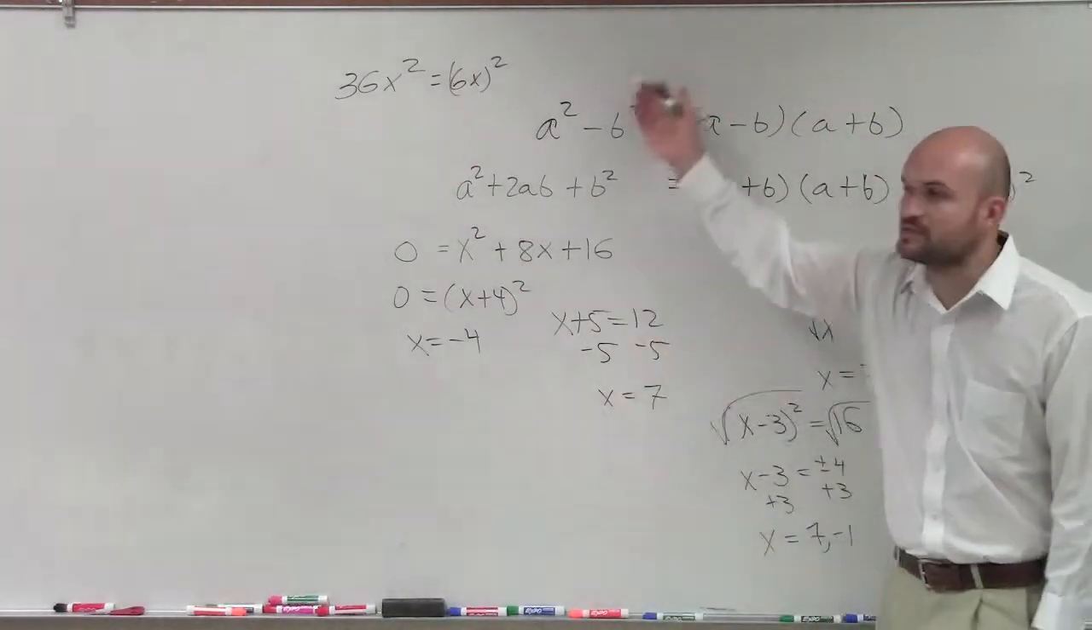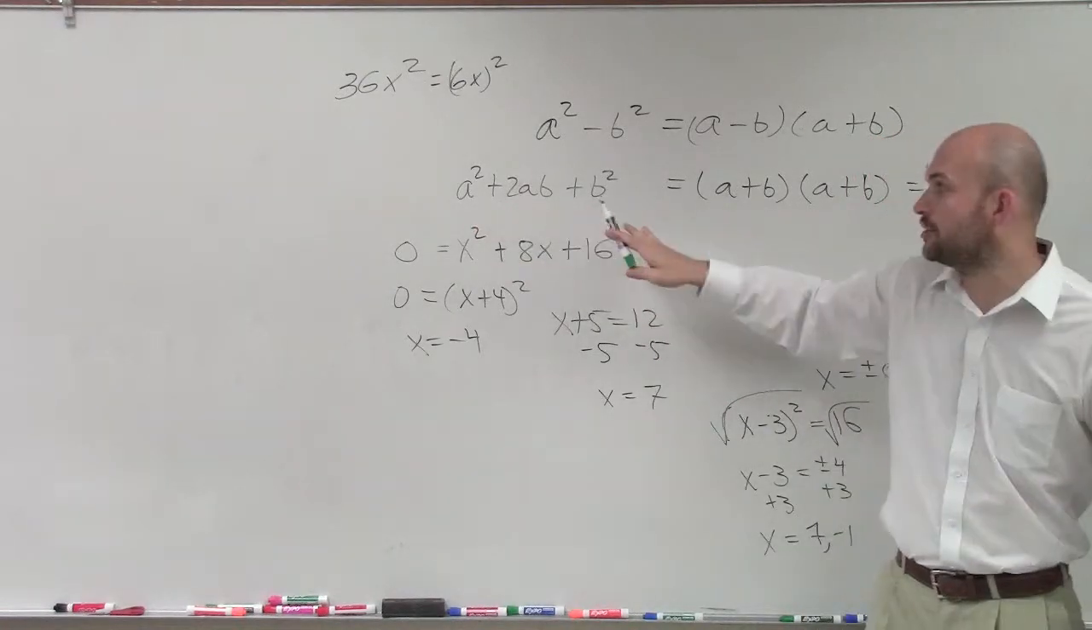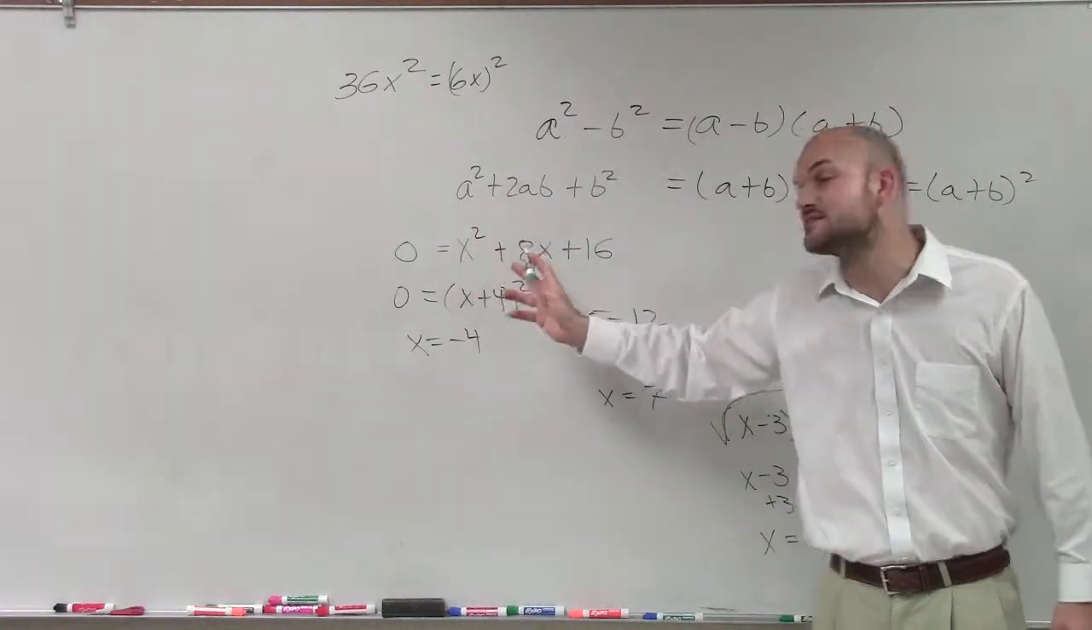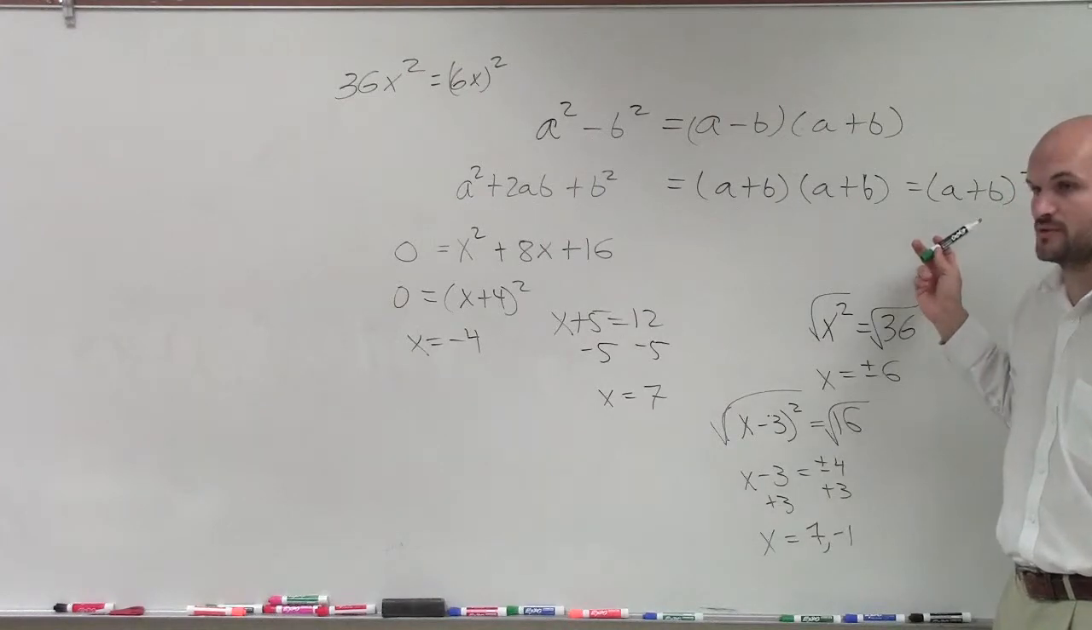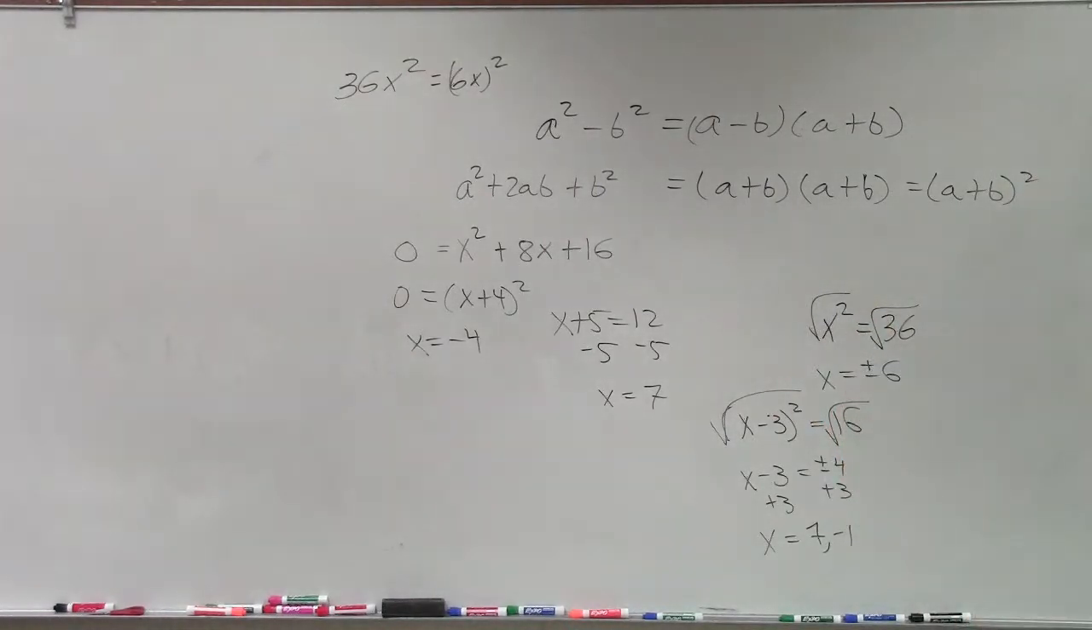All right? So anyways, when you guys are doing the square root function, that's what you want to be looking for, trinomials that are in this form, because if they're in this form, you can write them as the binomial squared. Okay? Any questions? No? Good? All right.